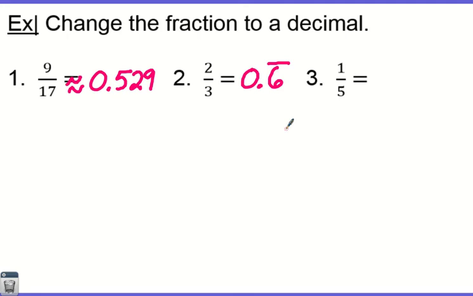1/5, again, I'm just going to do 1 divided by 5, and that's going to be exactly 0.2 or 2/10. And that's that.